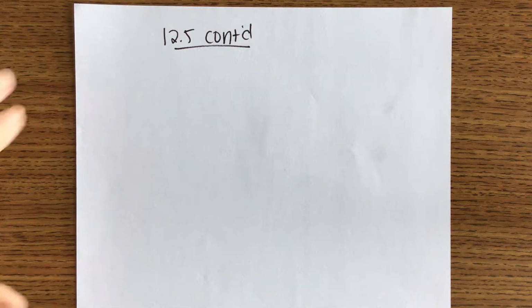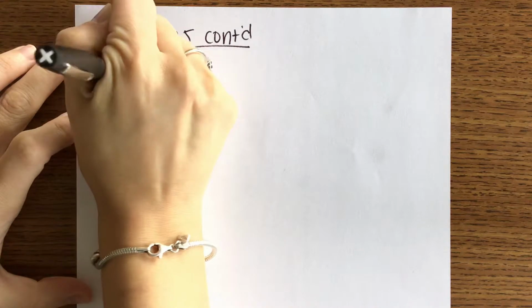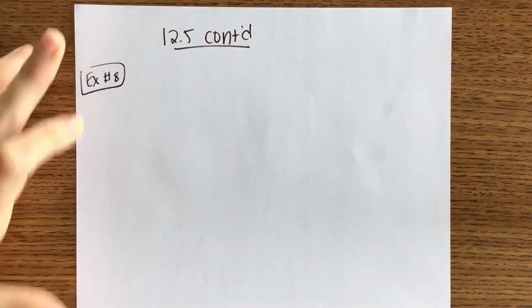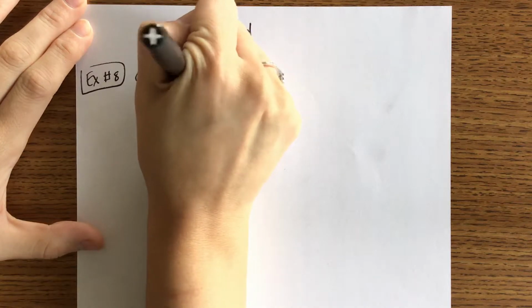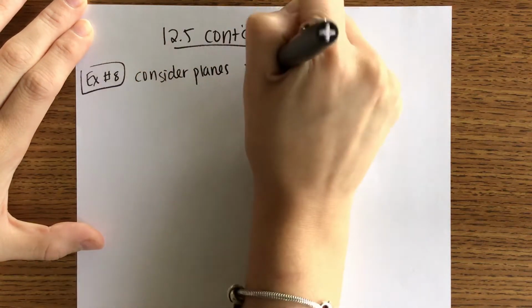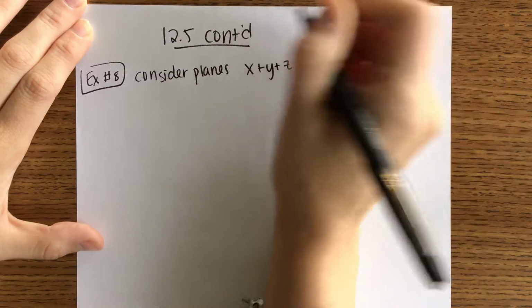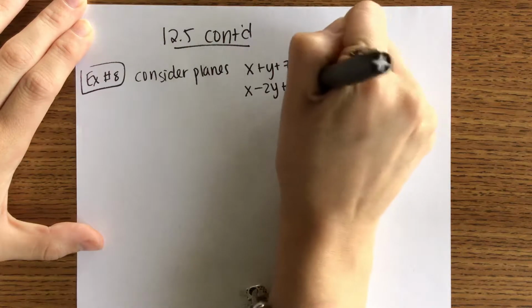Okay, 12.5. Again, we're going to start with an example. So this is example number 8, continuing from yesterday. Consider the following two planes. First plane is x + y + z = 1. The second one is x - 2y + 3z = 1.